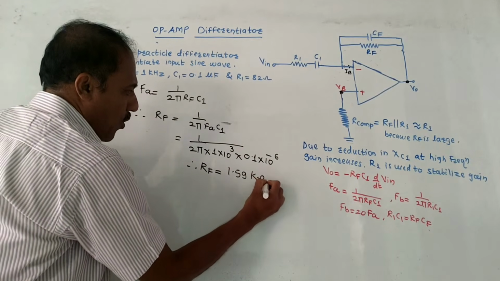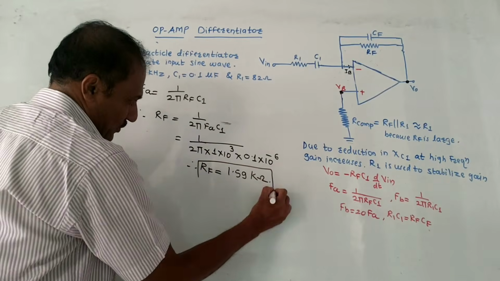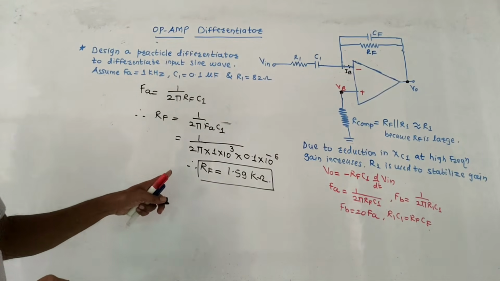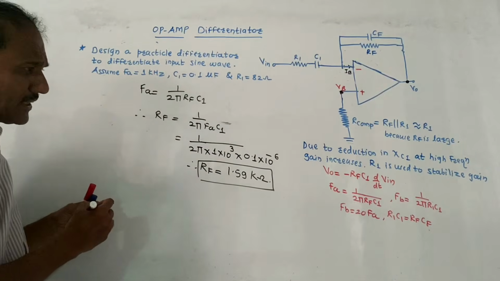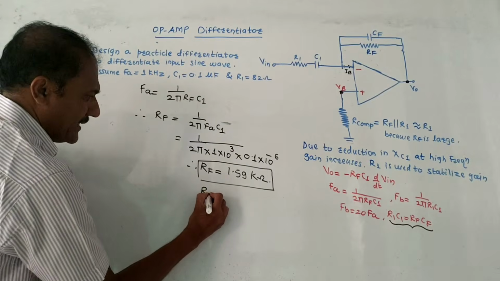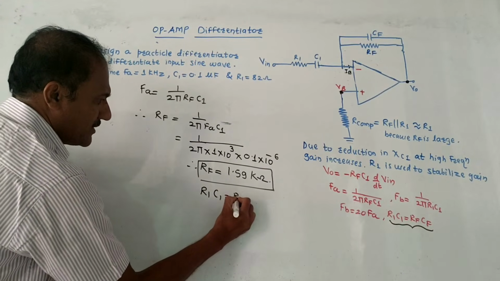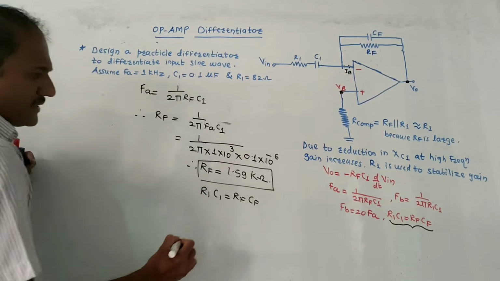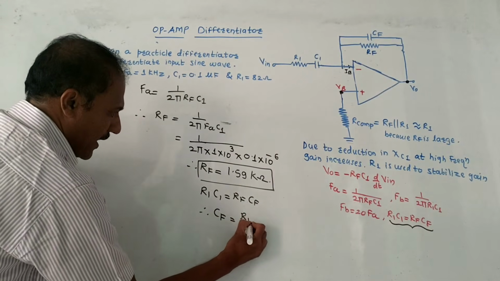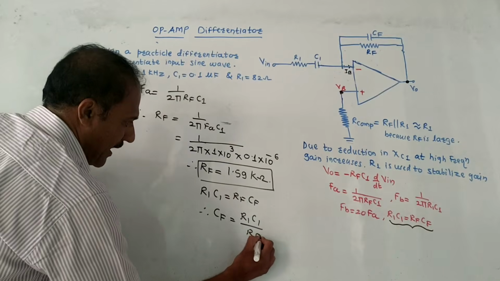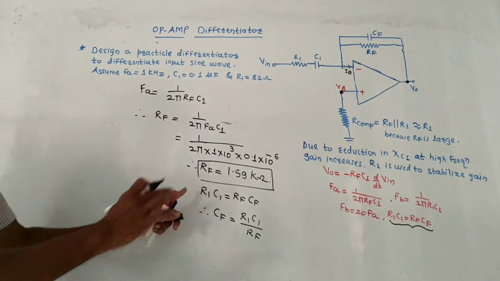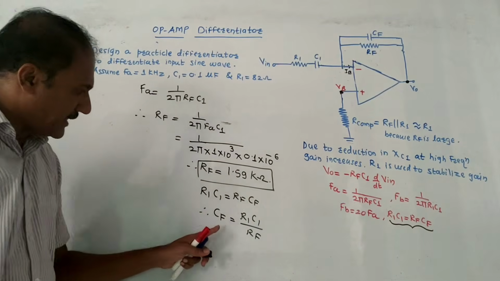1.59 kilo ohm. Kilo means 10 raised to 3. This is the value of RF. Now we have to calculate CF. We have the condition R1 C1 is equal to RF CF. So I will write this condition, R1 C1 is equal to RF CF. From this I can write CF is equal to R1 C1 upon RF. Simple, RF is transferred here and then LHS and RHS interchanged.